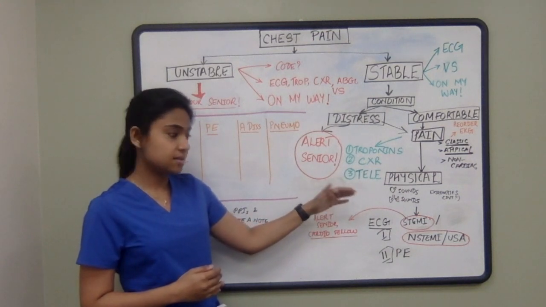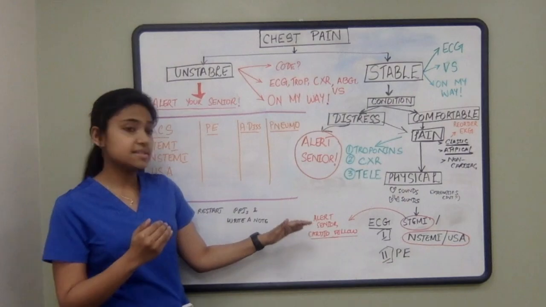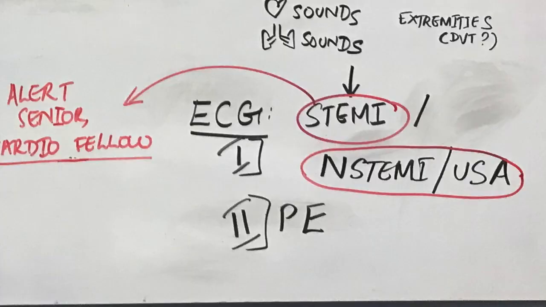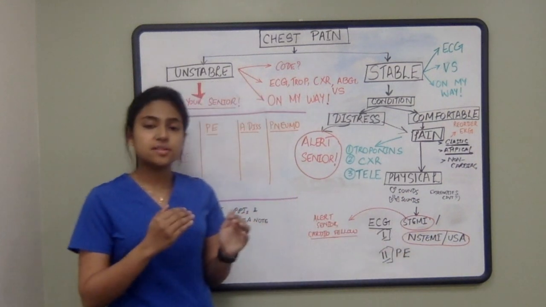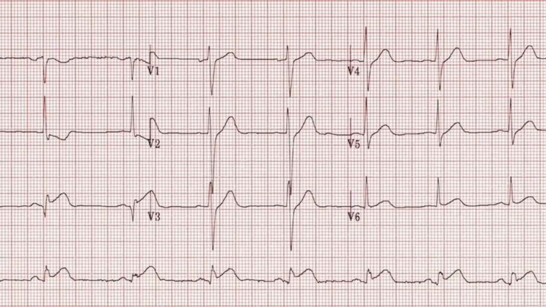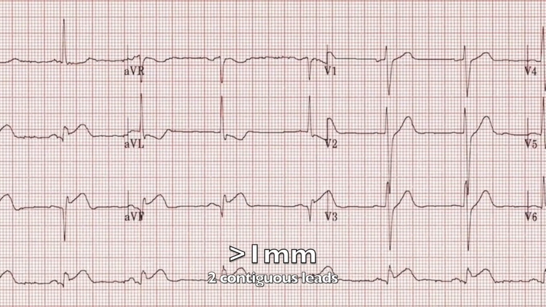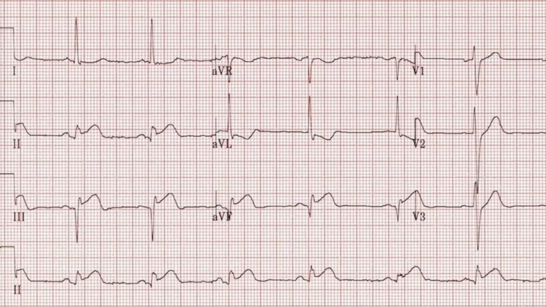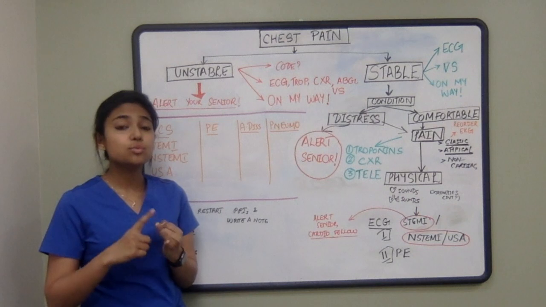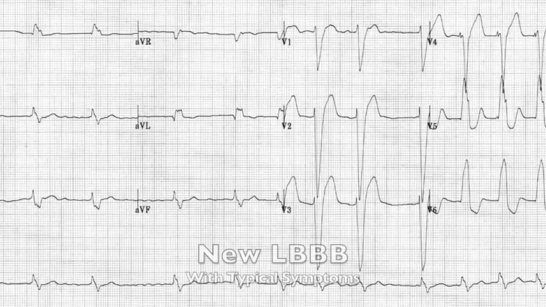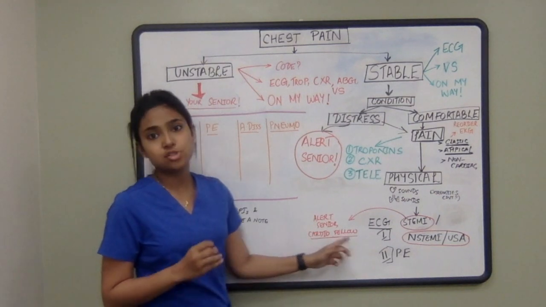Once you're done with the physical, at that time you would have an EKG in your hand. The things you're looking for are ACS, STEMI, NSTEMI, and unstable angina. The way you see if it's a STEMI is you look for ST segment elevation of 1 millimeter or more in 2 or more contiguous leads, and in V2 and V3 leads an elevation of 1.5 millimeters if it's a female, 2 millimeters if it's a male, or a new onset of left bundle branch block. In that case, there's no doubt it's a STEMI; alert your senior and a cardiology fellow.